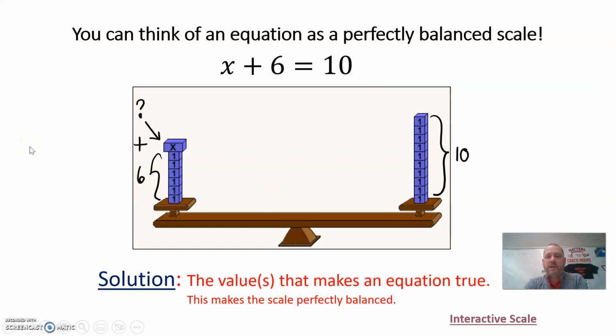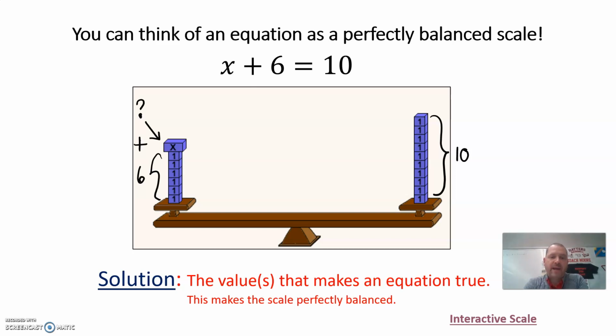You can think of an equation as a perfectly balanced scale. If we have x plus 6 on the left side of this scale, and we have 10 on the right side of the scale, we would have to figure out what value x would have. How many cubes would there be on the left side in that one x in order to equal the 10 cubes on the right? There's a few different ways that we could solve that.